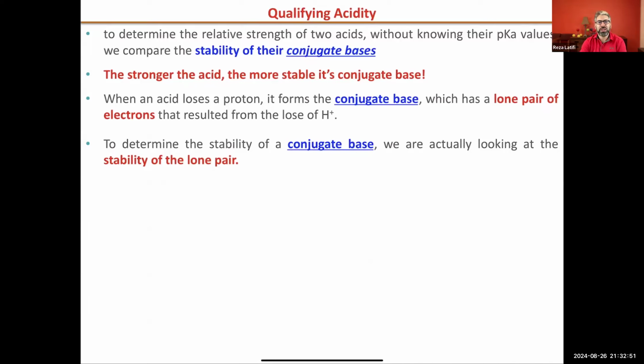Welcome back to another lecture. In this lecture, we're going to try to predict whether a chemical reaction is going to move on or not without knowing the pKa.